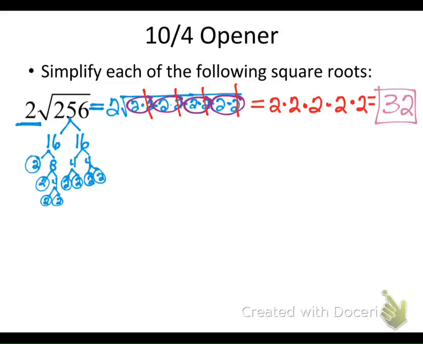Any questions on that one? Do you have all of your work? Then flip it over. Let's look at the back. Did you have all your work done? All right.